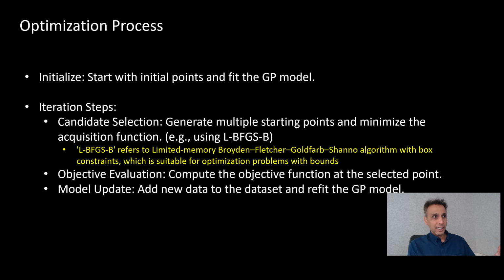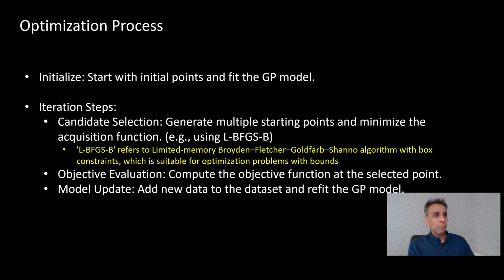So the candidate selection, so you generate multiple starting points. It sounds very similar to genetic algorithm, right? You generate the candidate algorithms, and then you minimize the acquisition function. How do you do that? You need an algorithm to minimize it. And one example algorithm is L-BFGS-B. And what does that stand for?